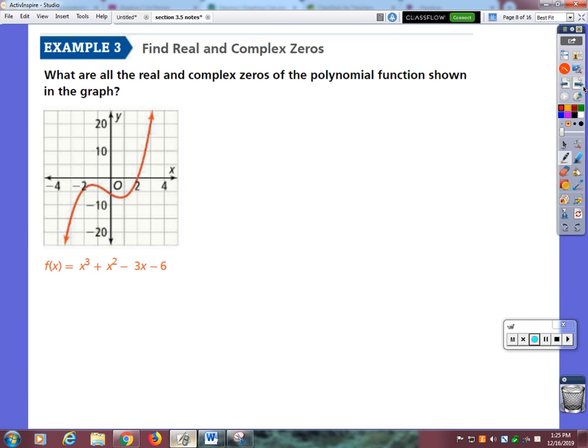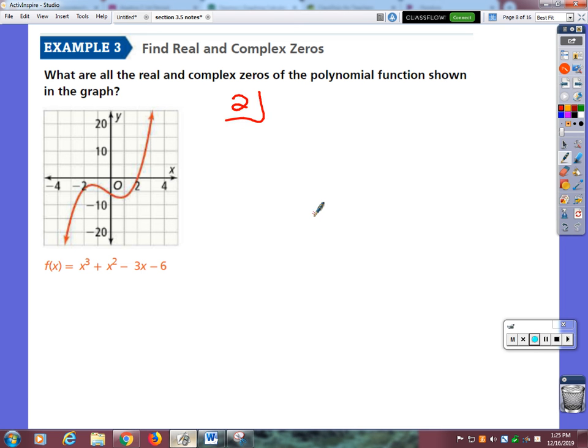All right, so now we're going to bring Levi's fun into play. And we're also going to bring synthetic division into play. This is totally awesome. I just love this. So this says, what are all the real and complex zeros of the polynomial function shown in the graph? So what we do first is we look at this and we say, where does that cross the x-axis? At 2. So you know that's one of the answers.